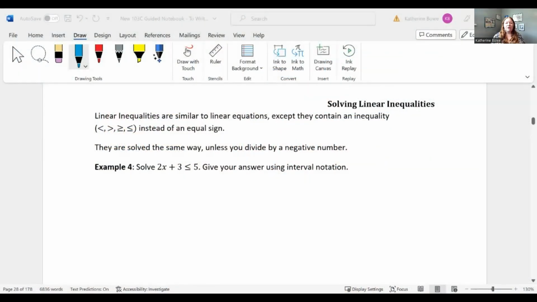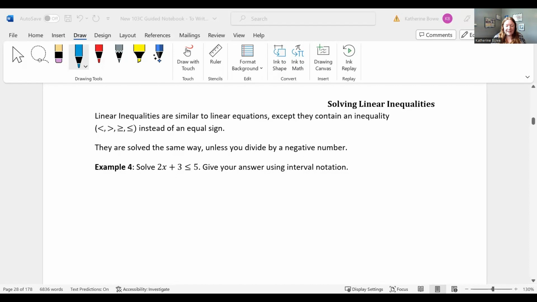This video is about solving linear inequalities. Linear inequalities are similar to linear equations, but they're going to have an inequality, so either a less than, a greater than, or a less than or equal to instead of an equal sign. They're solved exactly the same way, unless you divide by a negative number. And as we've been talking about, their result is going to be a range of numbers rather than a single answer. So let's look at example 4.